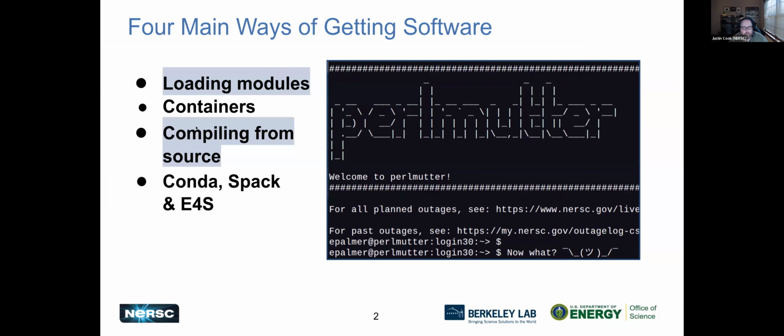So for when you're on Perlmutter, we have four main ways that you can get at software or get software for yourself to use. We use something called environment modules that you can use to get at locally installed software, including software that's installed on the host. You can pull in a container that has your software installed. We don't cover that in this, but we do have documentation of that on the website. You can compile your stuff from source on Perlmutter using the tools that we provide.